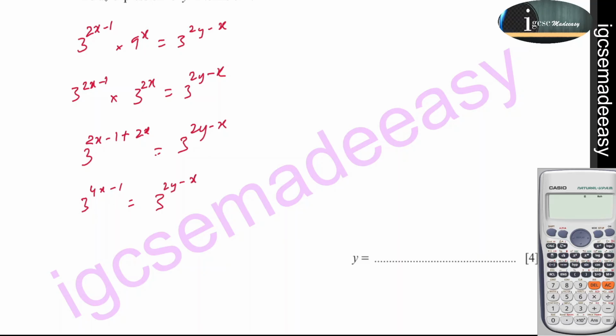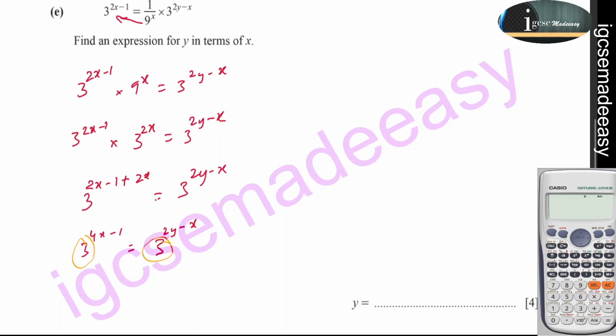When on the right and left we have powers with the same bases, then the powers will be equal to each other. So both right hand side and left hand side bases are same, so we can equate the powers. So the powers are 4x minus 1 equals 2y minus x. So we want to find the value of y in terms of x. So we'll keep this y on the right hand side, and we'll shift everything else to the left. So if I shift x, 4x plus x, and minus 1 is already there, 2y. So 4x plus x is 5x minus 1 equals 2y.